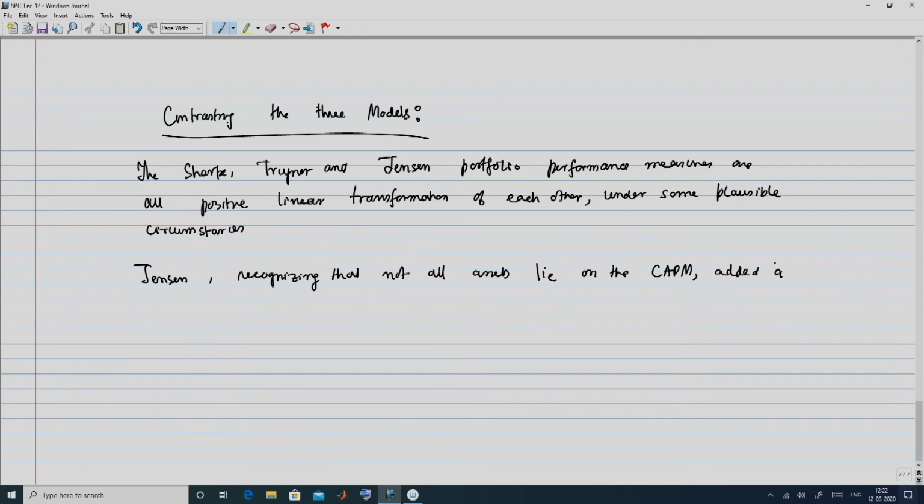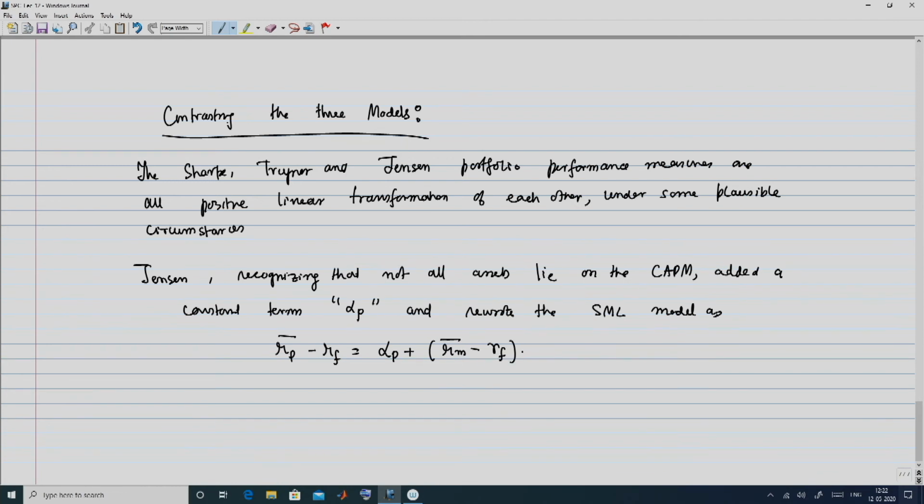Added a constant term, that is the Jensen's alpha p, and rewrote the SML model as: R_P bar minus R_F is equal to alpha p plus (R_M bar minus R_F) into beta p, where R_M bar is the expected return of the market portfolio. So, in equilibrium I will have R_P bar minus R_F equal to this, which is the CAPM.